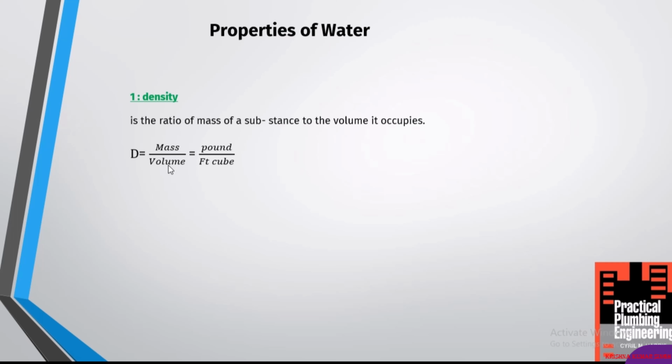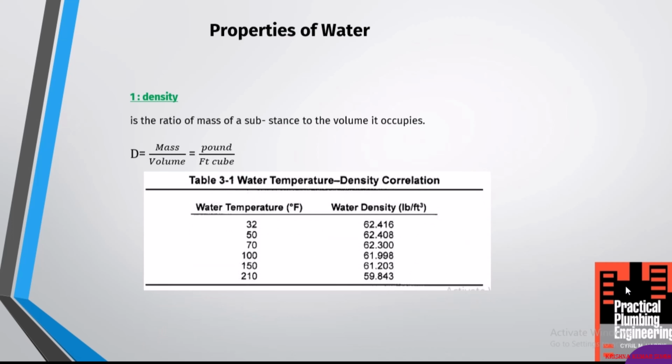As you know, volume has 3 dimensions: length, width, and height. So it will come up with feet cube. So the overall unit of measurement for density is pounds per feet cube, right? This table is taken from the Practical Plumbing Engineering book, table 3-1, water temperature density correlations. So if you increase the temperature, the density also will decrease, right?